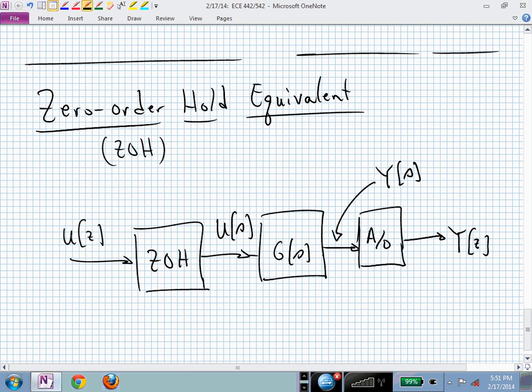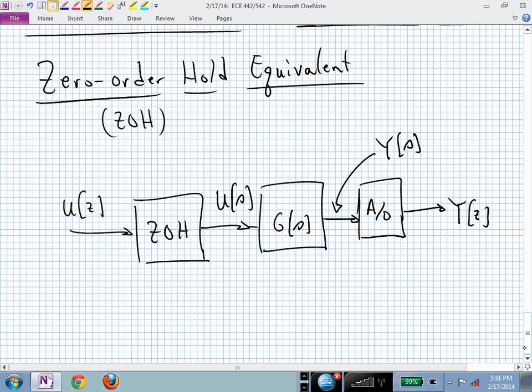And there are particular relationships or labeled signals, and we want to now find a transfer function that will go from an analog transfer function to a discrete time, which is preceded by a zero-order hold.